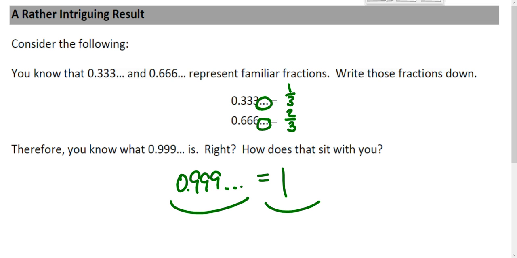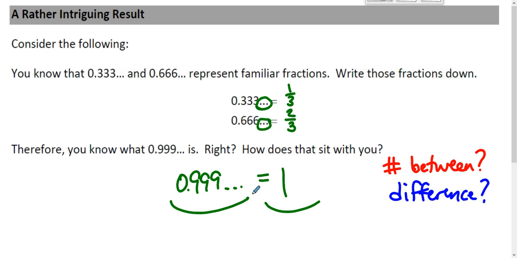If you don't believe me, I'll leave you with some questions. Is there a number between 0.9 repeating and 1? What would it look like to have a number that's between 0.9 repeating and 1? If there's no number between them, they have to be the same. I'll leave you thinking about what's the difference between 0.9 repeating and 1. And by difference, I mean answer to a subtraction problem. If you do 1 minus this number, what do you get? Odds are good that that's 0. And if the difference is 0, then the numbers are the same.